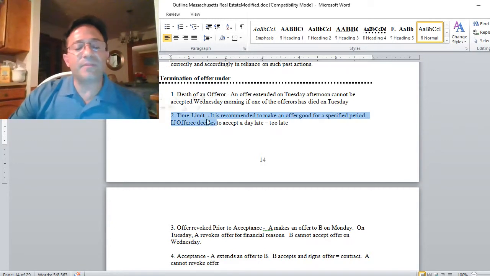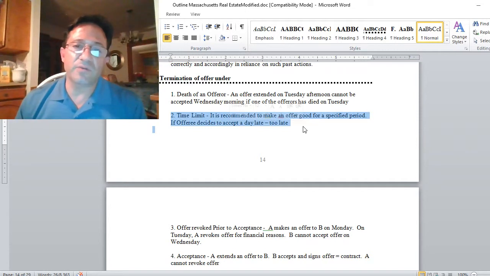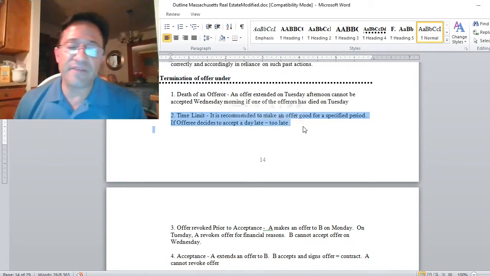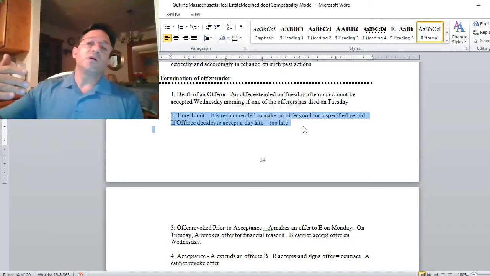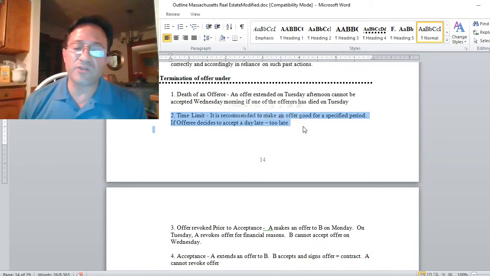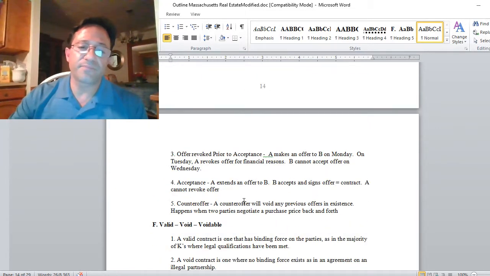Then there's also a time limit on every offer that's submitted under real estate. Anyway, the form specifically has a provision that talks about a time frame in which the offer must be accepted. If I say to you, I'm going to give you this offer to buy your property for $500,000, you have until Tuesday to accept it, and then on Wednesday you come back and try to accept it, I may have already terminated the offer. Okay, so as it says here, it's recommended to make an offer good for a specified period of time. Okay, you can't have it accepted too late.